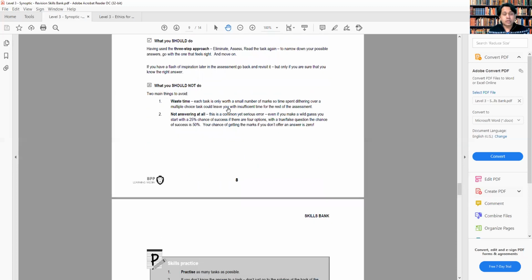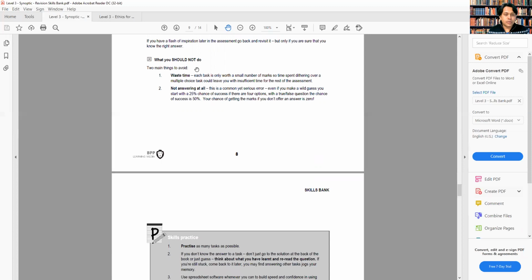What you should not do. Which things should you not do in the exam? Two main things to avoid. First, do not waste time. A lot of students do that. They waste time in the exam looking at one question that doesn't even give a lot of marks. They keep looking at the question, and even though they don't know the answer, they try to find it, and they're wasting time.